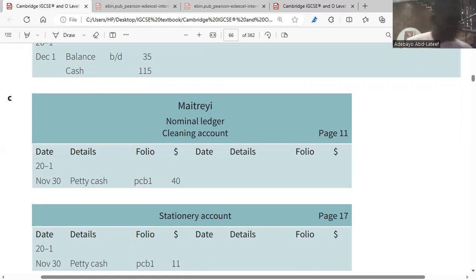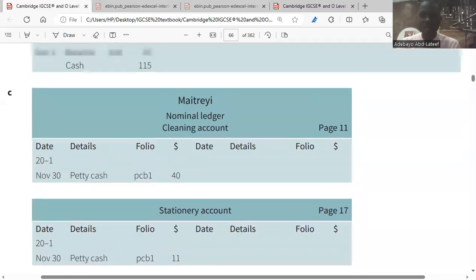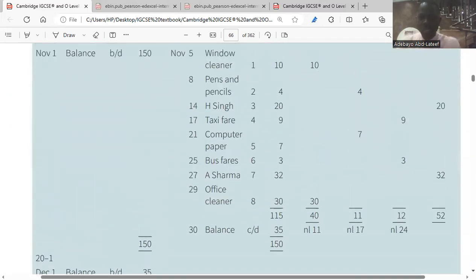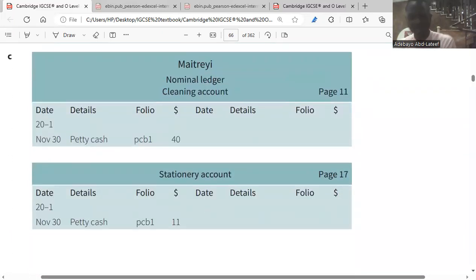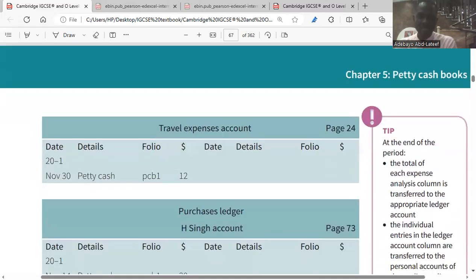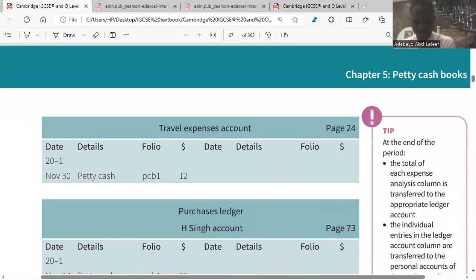Yes. Okay. So then we have the stationery account. The same goes to the petty cash book. The total of the stationery account is $11, so we record it on the debit side. The stationery account has received $11. I think that is clear. Yes. The travel expenses, the total of $12. We record it on the debit side of it.